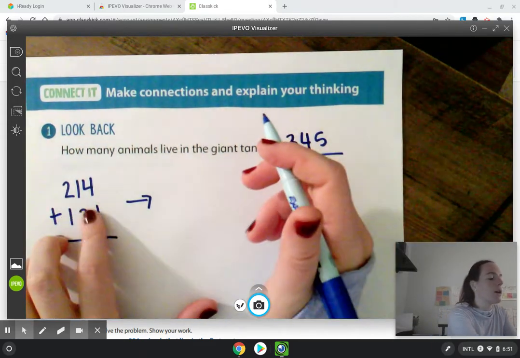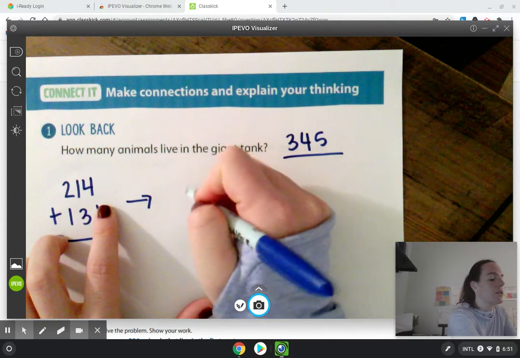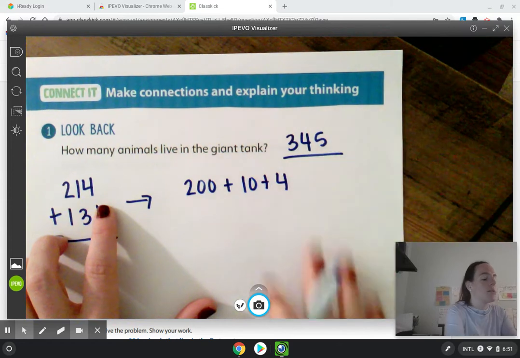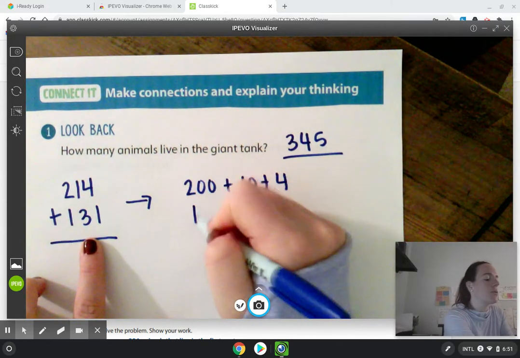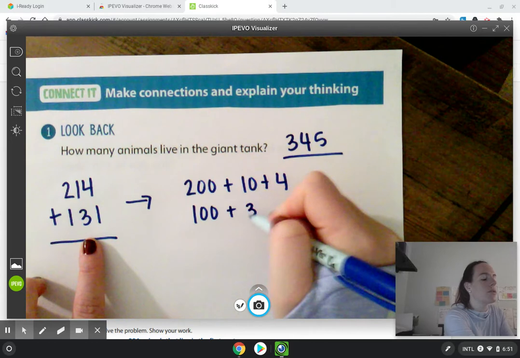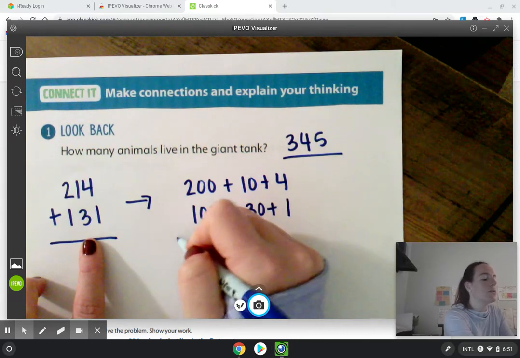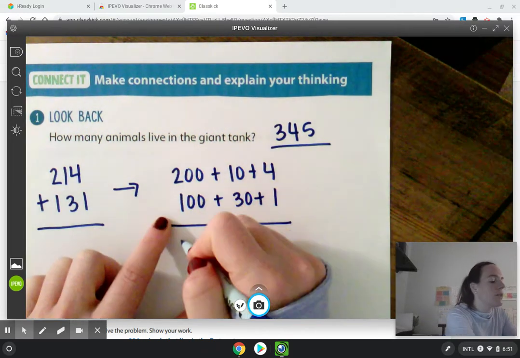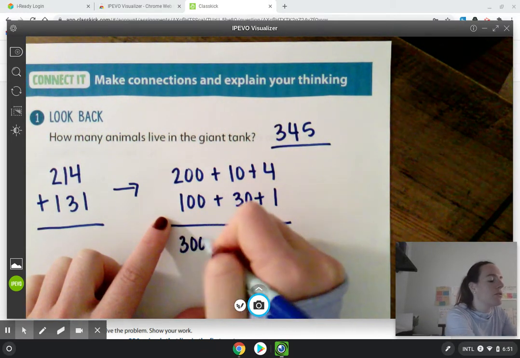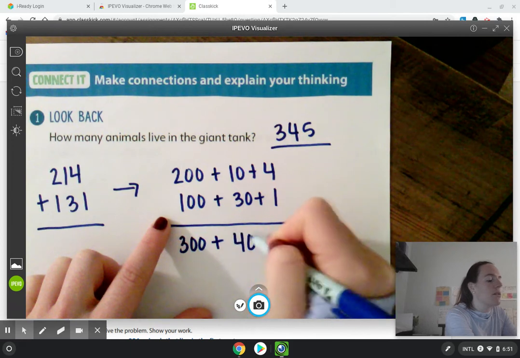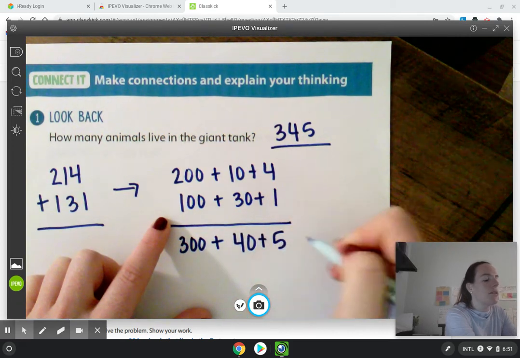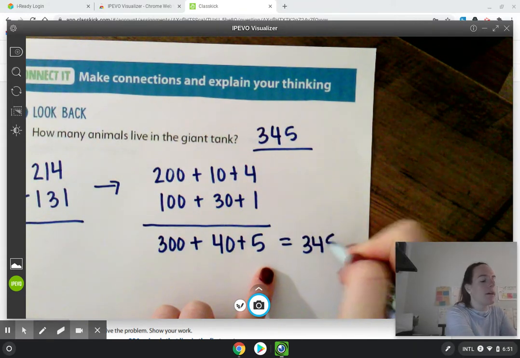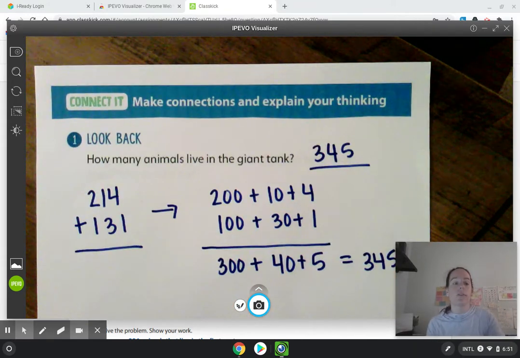So I'm going to stretch out 214. It's 200 plus 10 plus 4, right? That's the same as 214. Then 131 is 100 plus 30 plus 1. Now we can add these up, hundreds, tens, and ones. 200 plus 100 is 300. 10 plus 30 is 40. 4 plus 1 is 5. 340 and 5 is a total of 345. So we're going to be working hard with strategies like this as well.